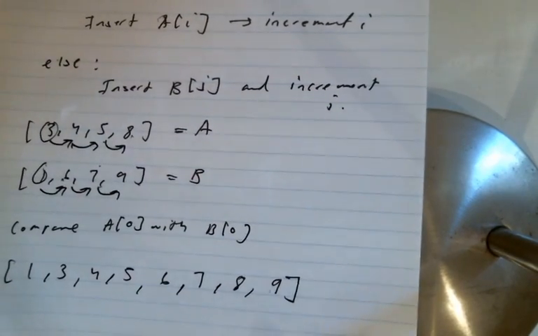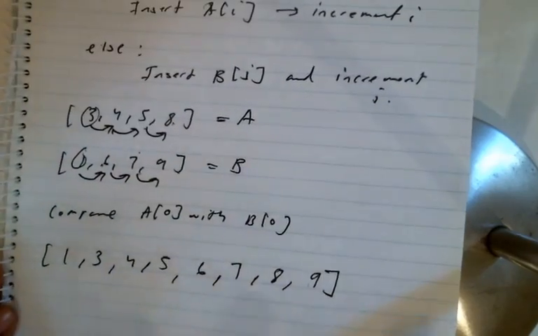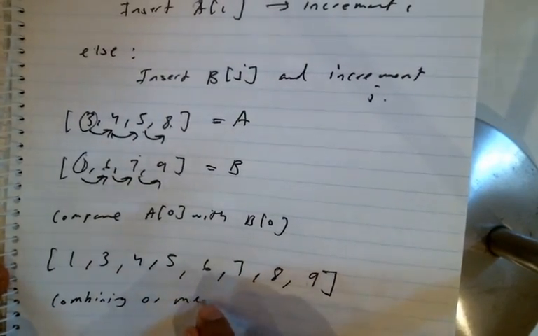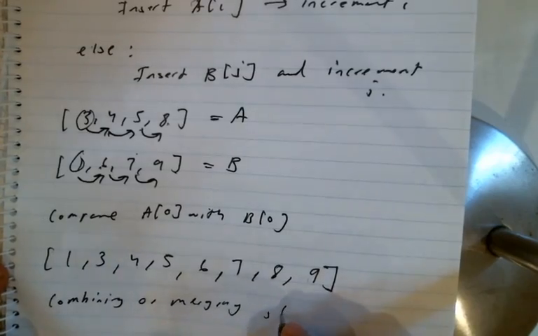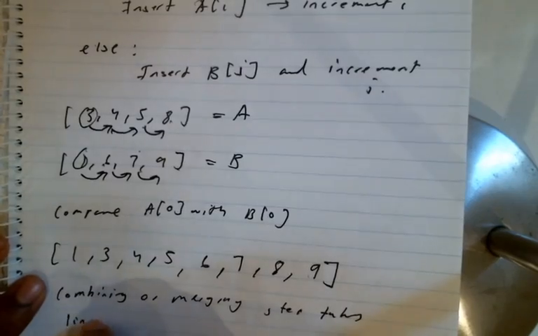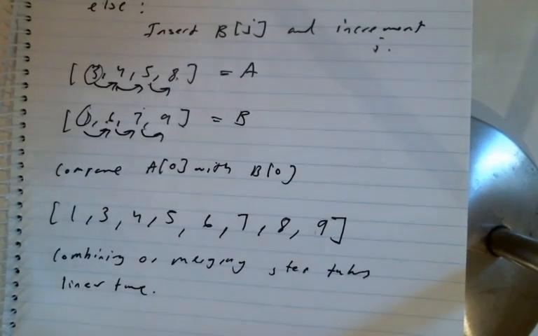Simple, right? 1, 3, 4, 5, 6, 7, 8, 9. Cool. So that is how you do it. And this takes linear time. So the combining or merging step takes linear time, because all we're doing is just looping through the arrays one at a time, basically in lockstep together, right? That's at most 2n elements to loop through, which is O of n.